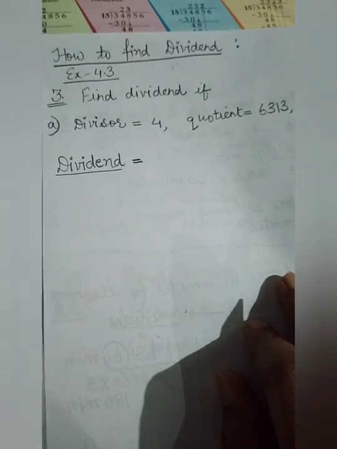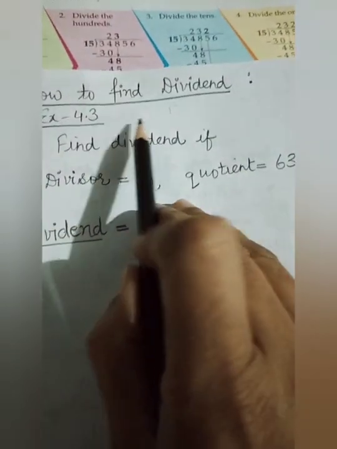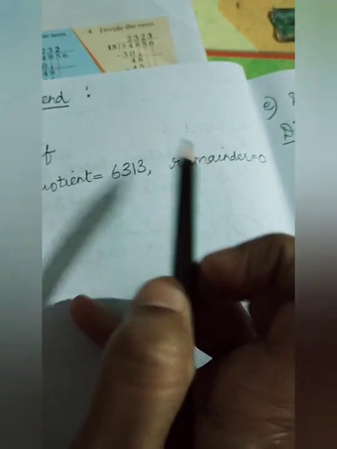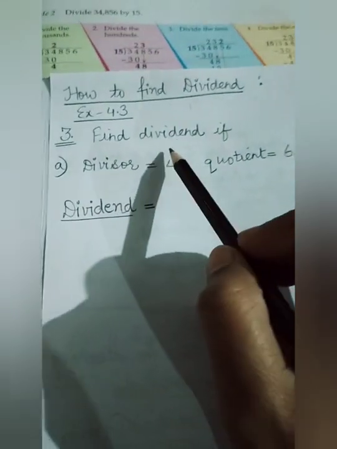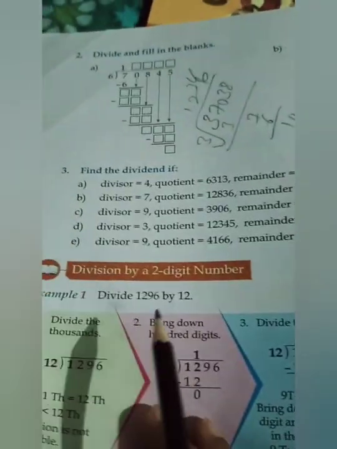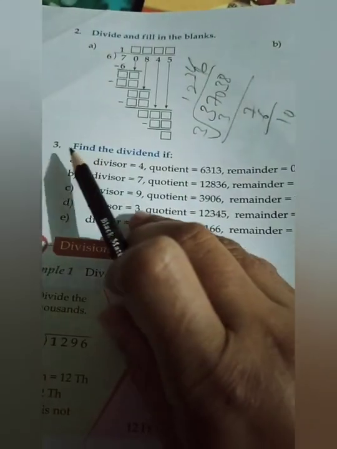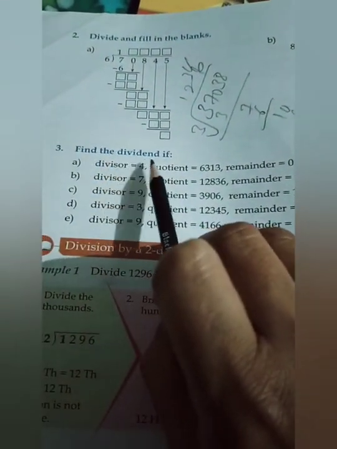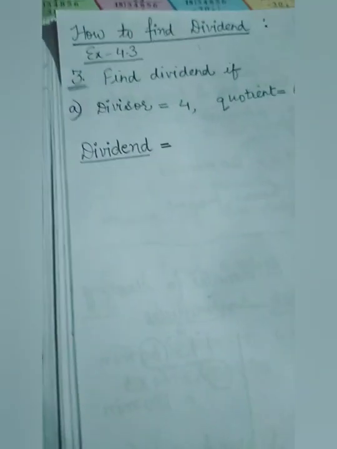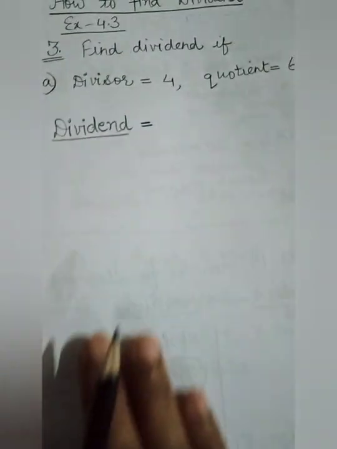Students, today I will teach you how to find the dividend if the divisor, quotient and remainder are given in the sum. Then how can we find out the dividend? Yes, this is the sum of exercise 4.3, sum number 3. Take your books and notebooks with you, and here we start.